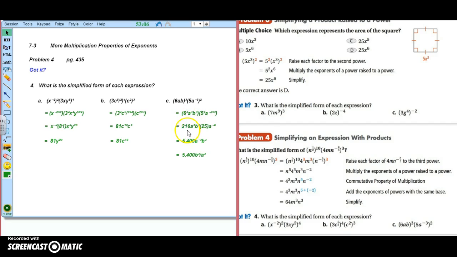So 6 to the third is 216. A to the third, b to the third. 5 squared is 25. A to the negative 3 times 2 gives you negative 6. Combine our like terms, so 25 times 216 is 5,400. A to the third and a to the negative 6, 3 plus negative 6 is negative 3. And b to the third, it's the only b, so we leave it alone. However, we don't like to write negative exponents, so a to the negative 3 goes to the denominator and becomes a to the third.